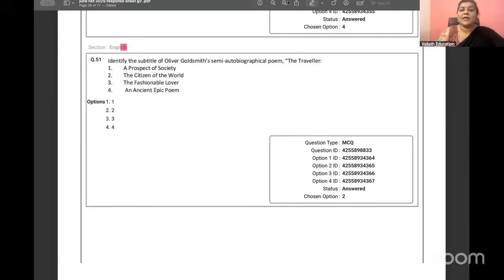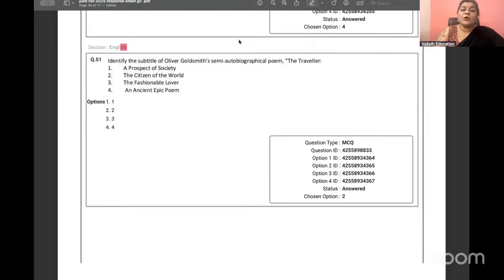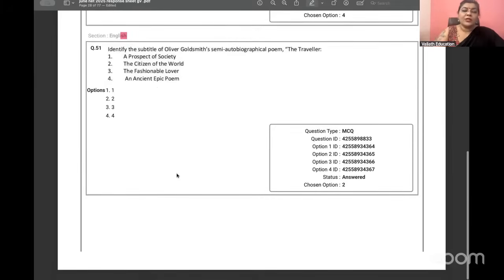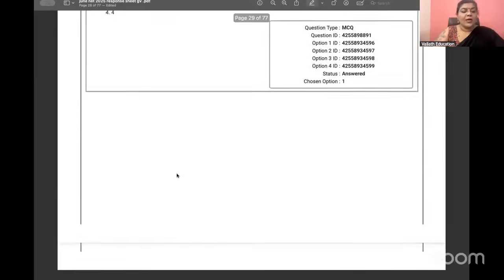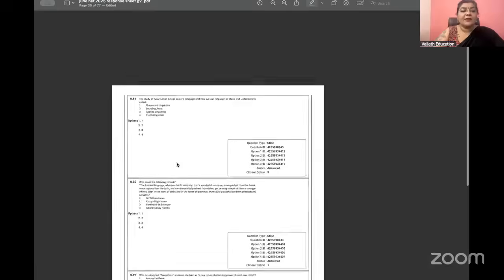I don't know how to mark it here. It's not coming out right, but that doesn't matter. Oliver Goldsmith's The Traveler is subtitled A Prospect of Society. It is not a difficult question because you are supposed to know it, and I have taught this. I suppose all students should know this. Okay, let us come to the next question. Question number 52.